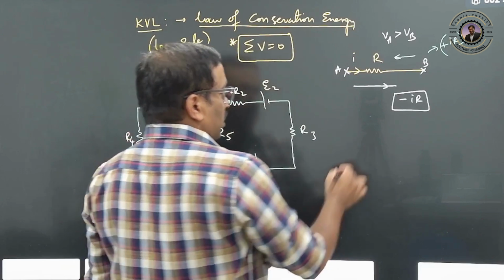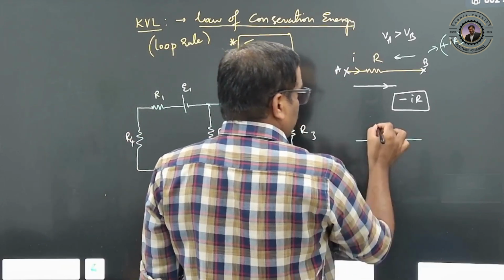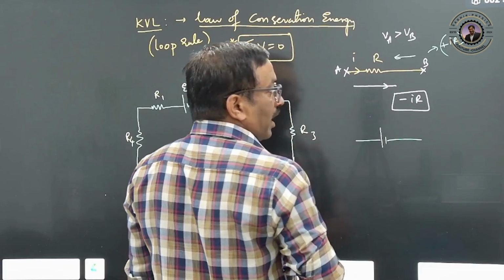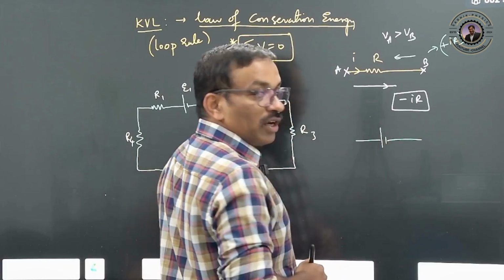Clear? Or there is a cell. This is one cell, so the bigger terminal is the higher potential, and the smaller terminal is the lower potential.